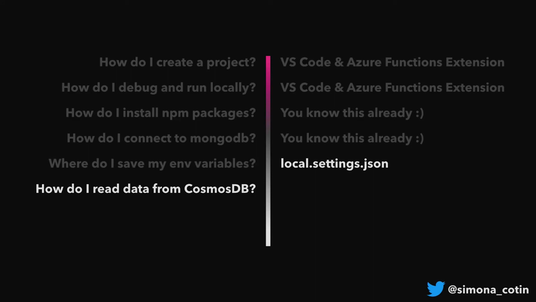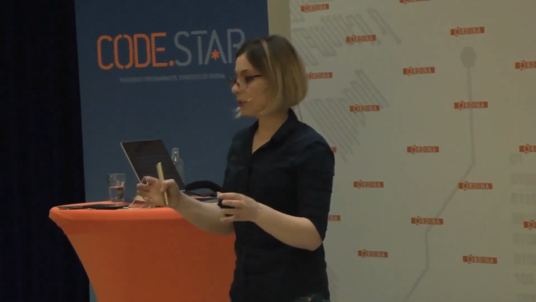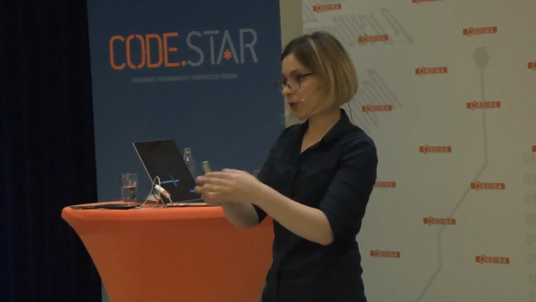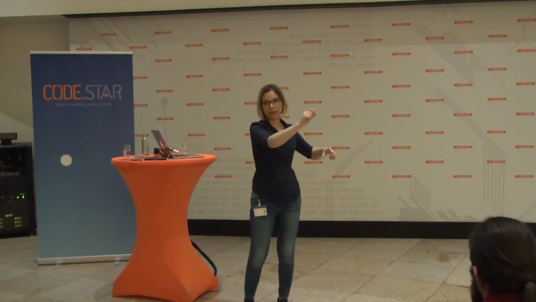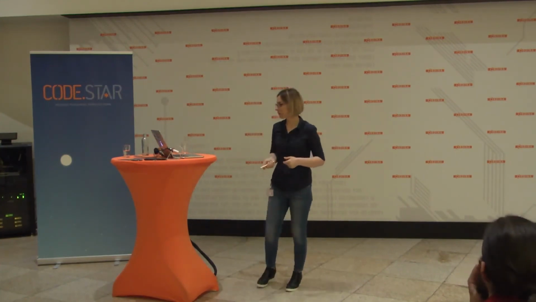How do we read data from Cosmos DB? We can use the binding, and that's super simple. And then how do we configure REST-like URLs? One thing that I didn't mention was that we can also use proxies. So the setting that we've seen was just for that function, but if we want to create multiple function apps and serve them under the same domain, we can do that using proxies.